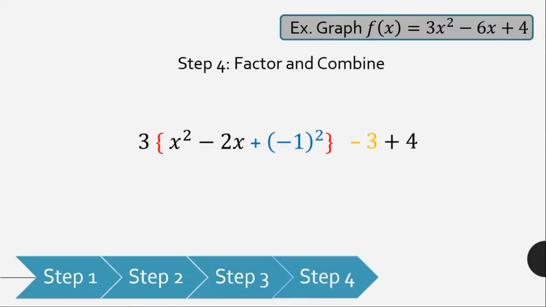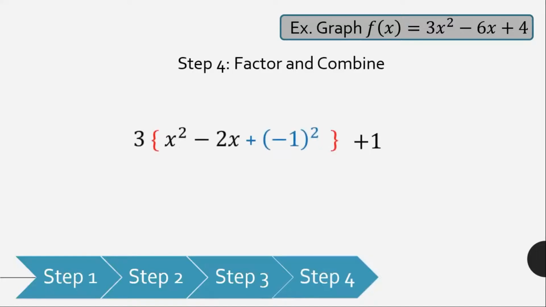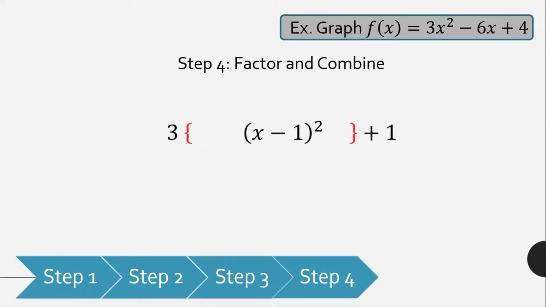So step 4, we're just going to factor and combine. We're going to combine the constant terms on the outside first. Negative 3 plus 4 is a positive 1. Now, let's return our attention to the bracketed group. The whole point of what we did earlier was to get it to factor perfectly. It factors perfectly as x minus 1 squared.